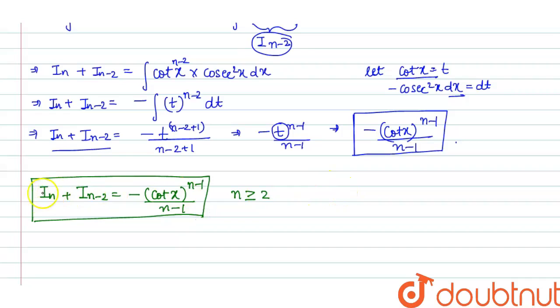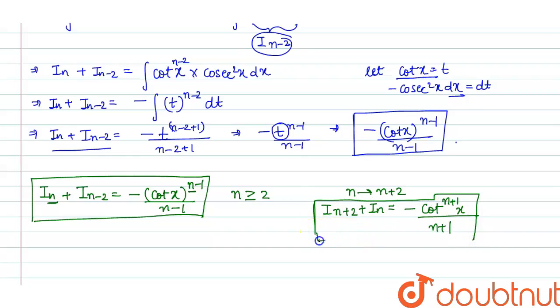Second thing, when I replace the value of n with n plus 2, then n minus 2 plus 2 means the 2 and 2 will cancel out. So I get I n plus 2 plus I n equals, again, minus cot power n plus 1 x upon n plus 1, because I will put the n value here also, n plus 2 upon n plus 1. So we can say, to get the value of I1, I2, I3, I can use this value of n. Now these are the values that I get.